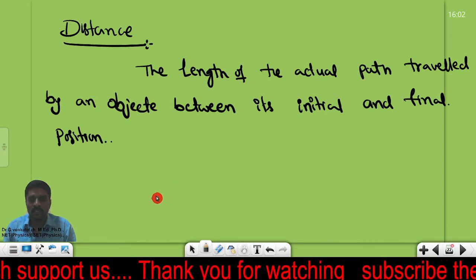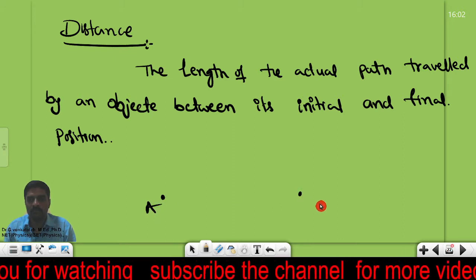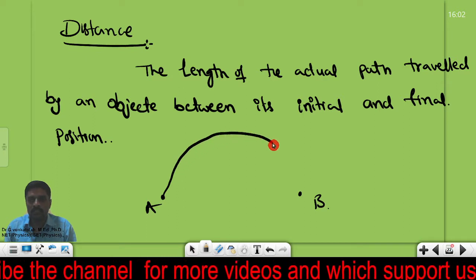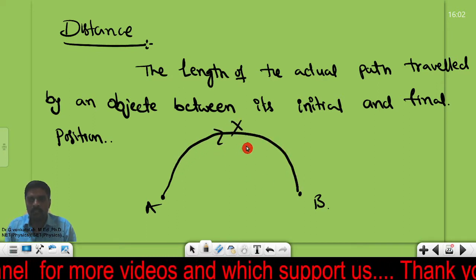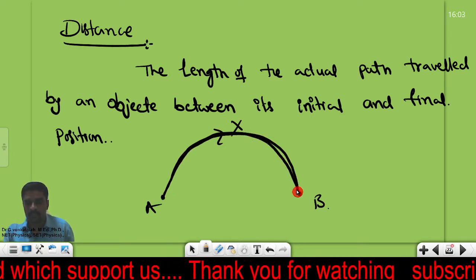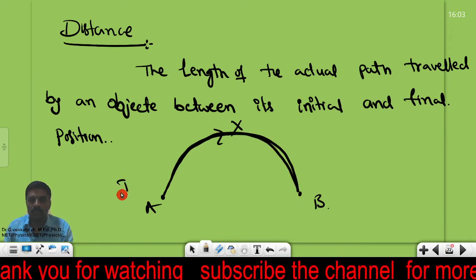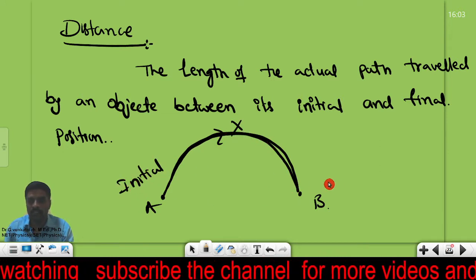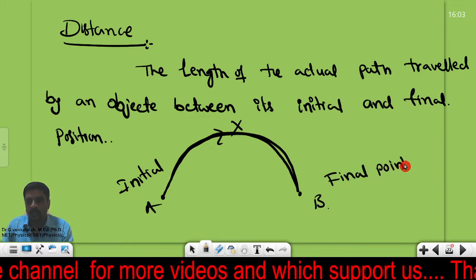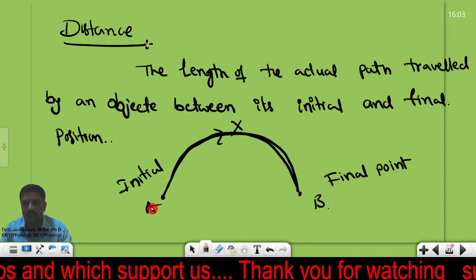For easy understanding, let me take one object moving from point A to point B. I am taking two different paths like this. The object is moving from A to B along this path. So how much actual path length is travelled by the body from the initial point to the final point? That is named the distance.